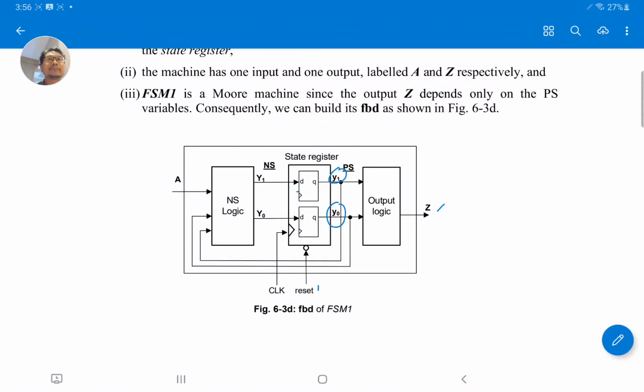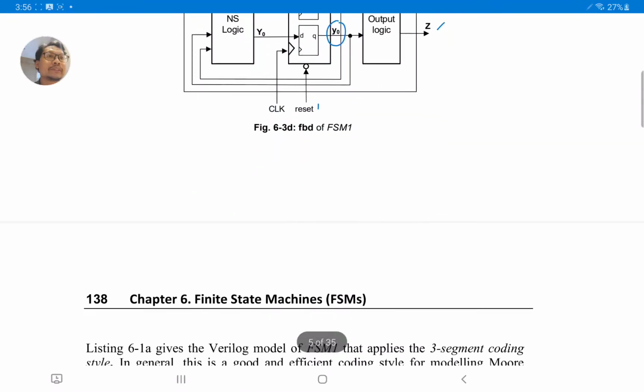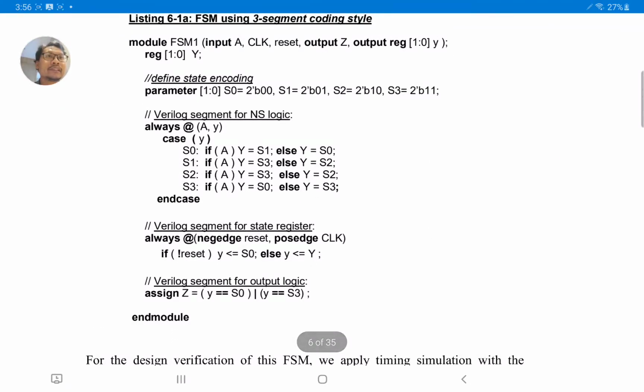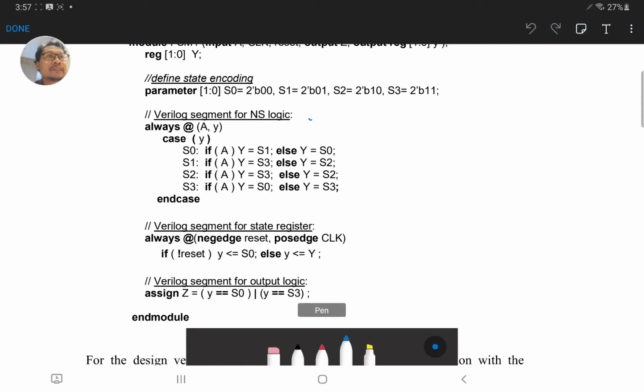Okay, so in this part of the video we're going to continue with our previous example, which is on the FSM1. So we've seen this already, so we're going to expand this. Last time we wrote the Verilog code using the 3-segment coding style, where we have a separate part of the code for each main block. So we have the code for the next state logic, the code for the state registers, and the code for the output logic.